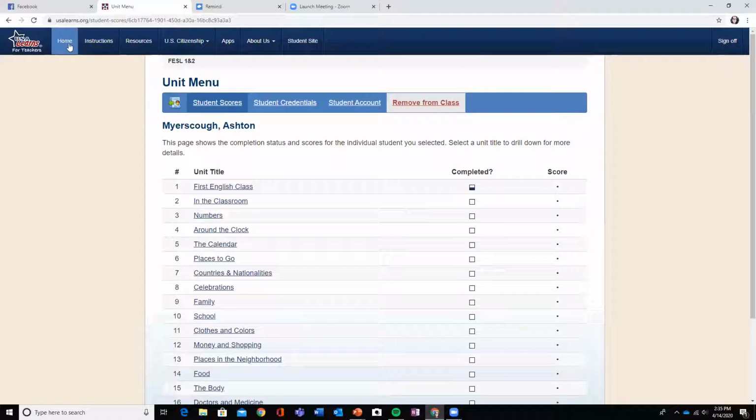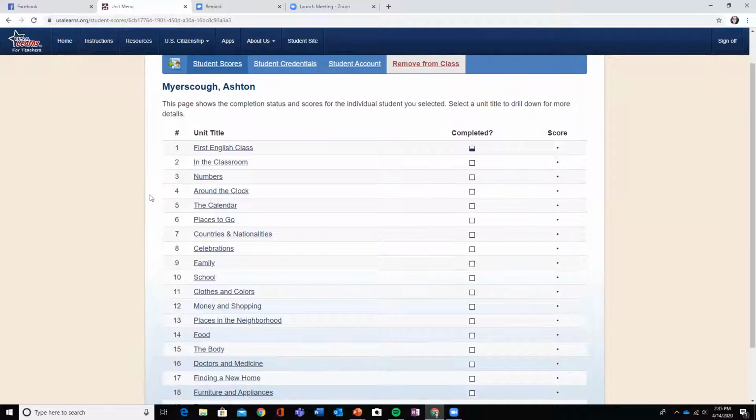This week you will work on USA Learns. I would like you to work on number 2, in the classroom, and number 3, numbers. So we're going to be working on in the classroom and numbers. If you are finished with unit 2 and 3, you can go on to 4, 5, 6, 7. You can keep going, okay?